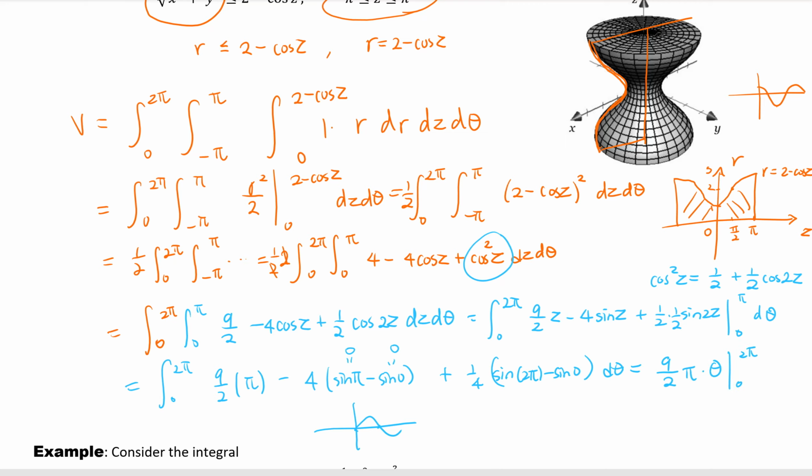Theta is from 0 to 2 pi, so the answer is 9 over 2 pi times 2 pi. The 2s cancel, and we have 9 pi squared. So far so good, everybody? Okay, so this is the volume of this solid. Yeah, so sometimes we may change the order, depending on the surface.